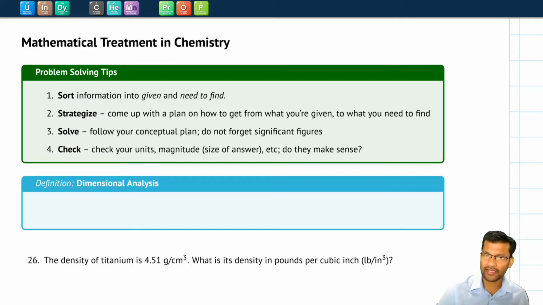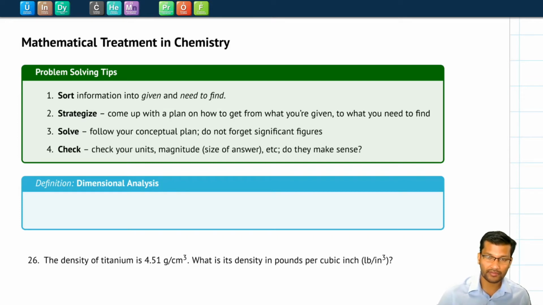Now, as you've probably realized so far, there is a lot of math in chemistry. In fact, you'll go a long way if you're comfortable solving math problems, because a lot of chemistry problems can boil down to just math problems.